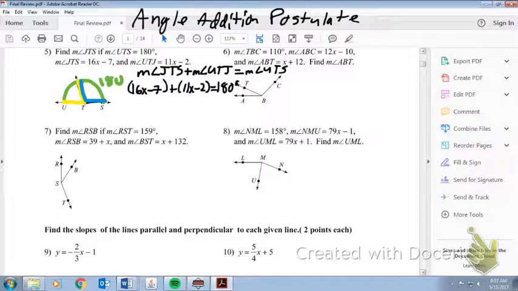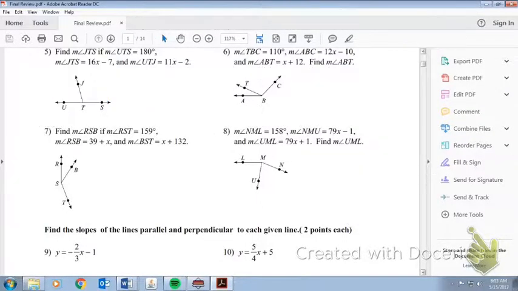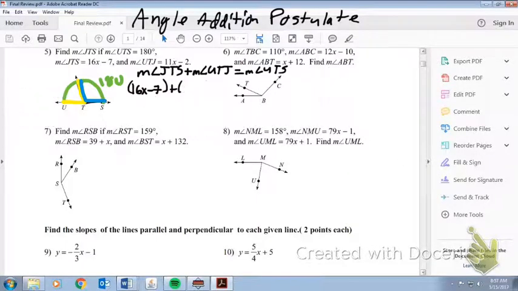So now we just add everything up. We're going to go 27x minus 9. 27x minus 9 equals 180. We're going to add 9 to both sides. 27x equals 189. Divide by 27, and we're going to get x equals 7.